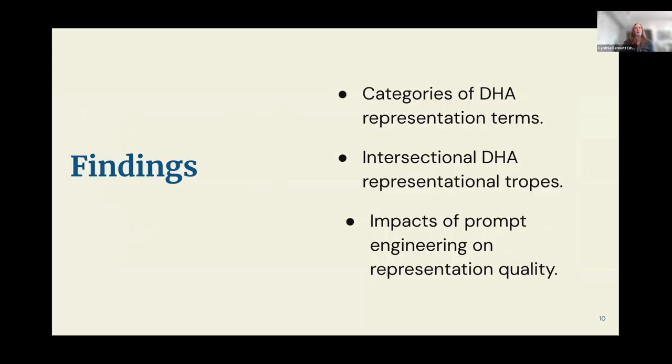So I'll share some findings. We categorized the terms that participants used in prompts, which could illuminate future design and mitigation opportunities. We show some intersectional disability and health tropes that we found, and we share the impacts of prompt engineering on the representation quality. Next slide.